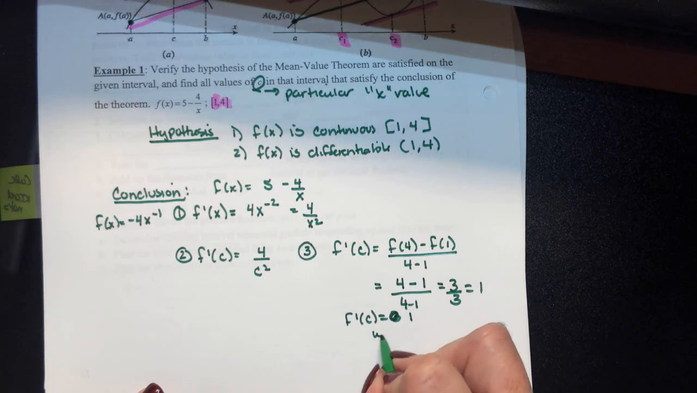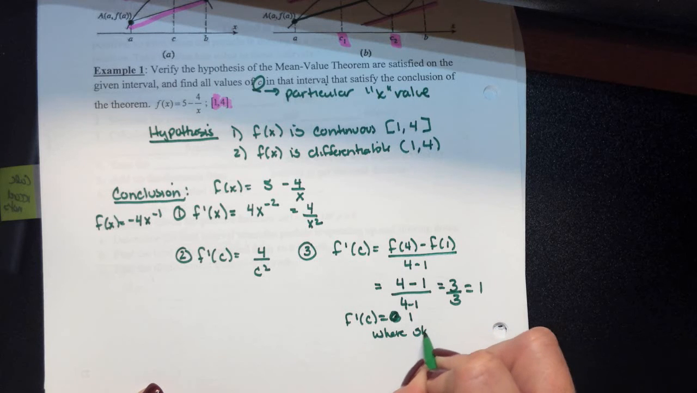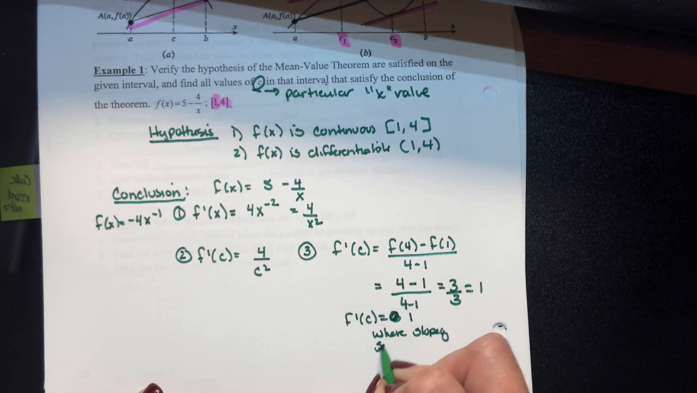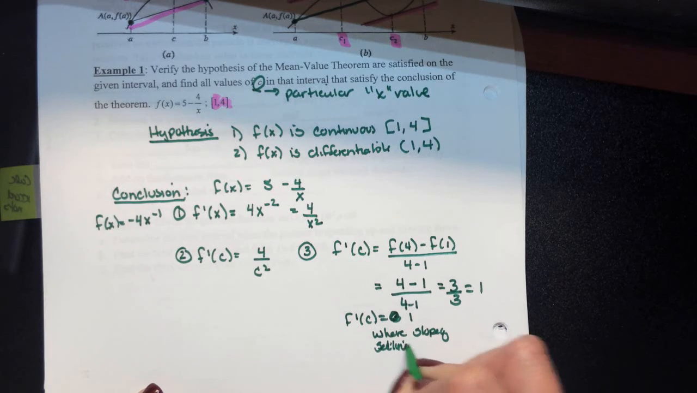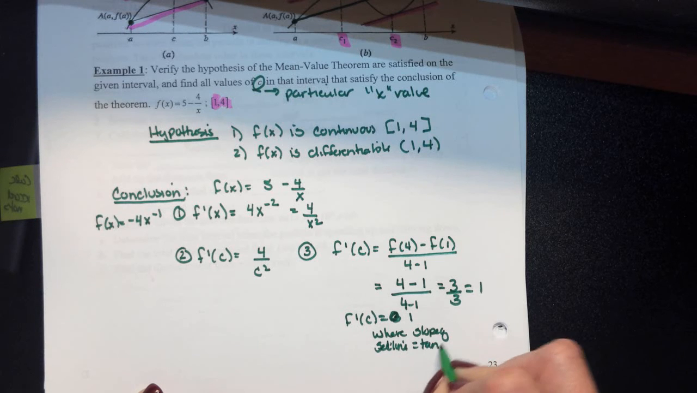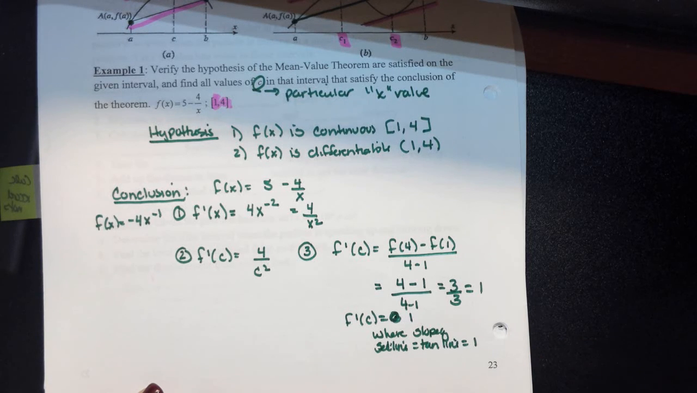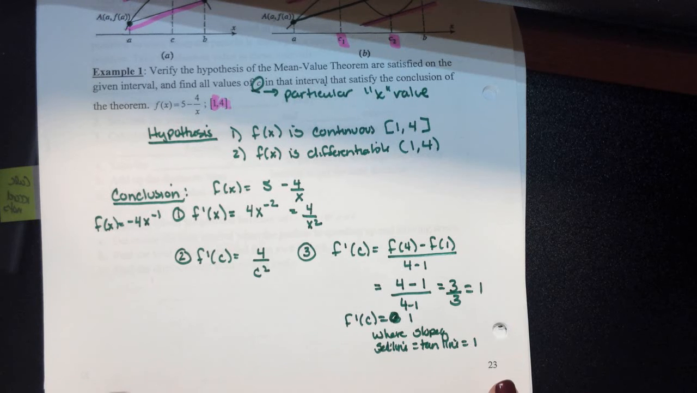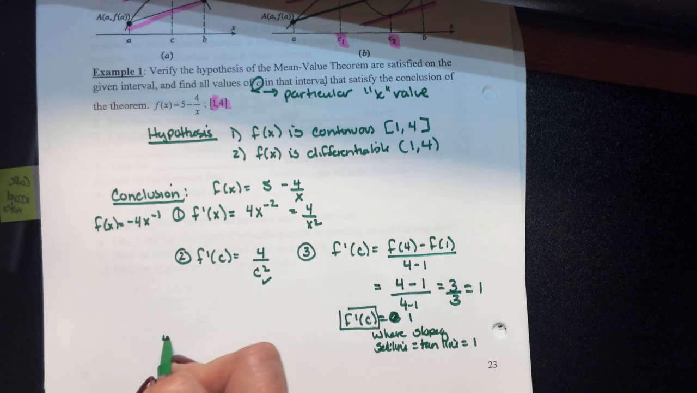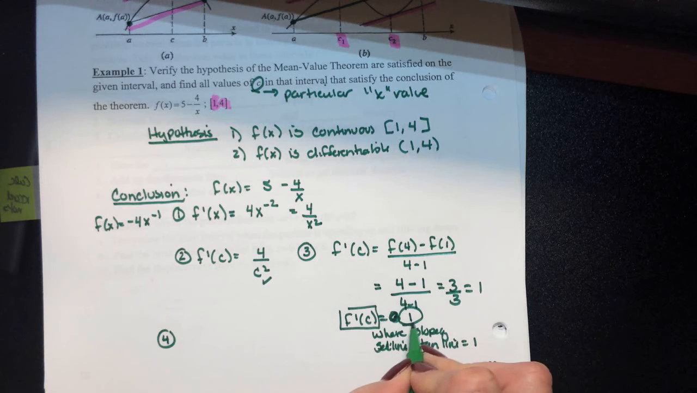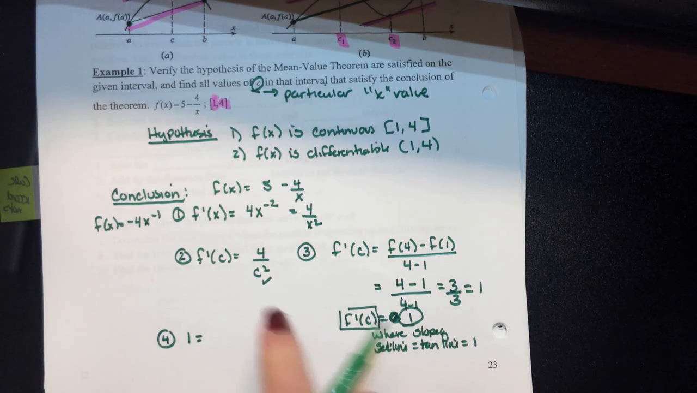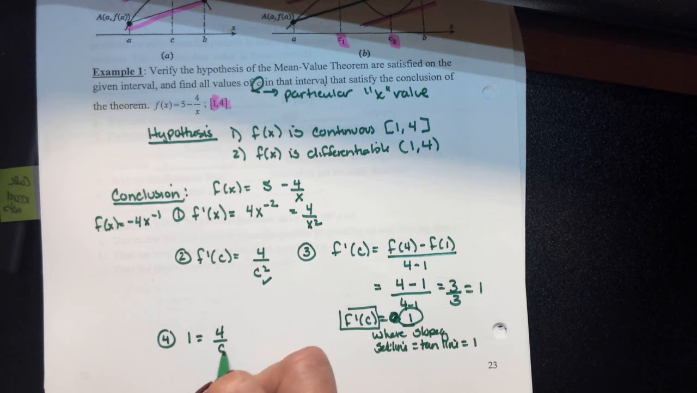So this is where I'm trying to find where the slope of my secant line is equal to the slope of my tangent line, which has a slope of 1. So remember what I found f prime of c to be equal to. f prime of c is equal to 4 over c squared. So what I'm going to do is take my slope of 1 and set it equal to 4 over c squared.